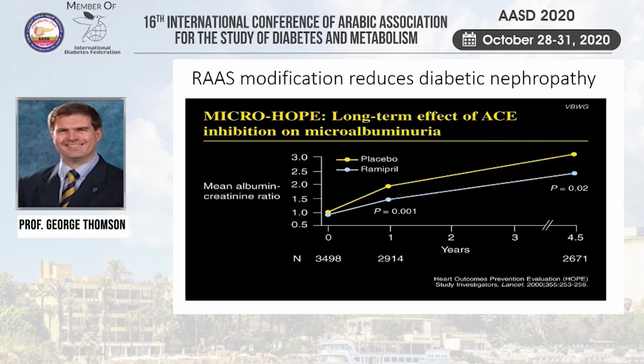I'm not going to dwell on the modification of the RAAS in diabetes because I'm sure that you have had or will have lots of other talks on this. However, I would just remind us that studies such as MicroHope showed a significant long-term benefit of ramipril in this case, but ACE inhibition, because lots of other studies have shown it, on the development and subsequent onward course of diabetic renal disease.